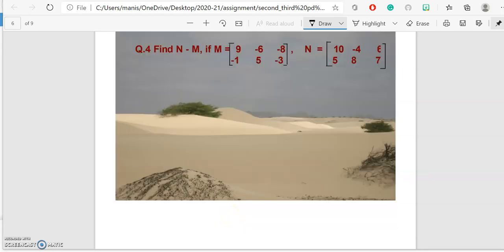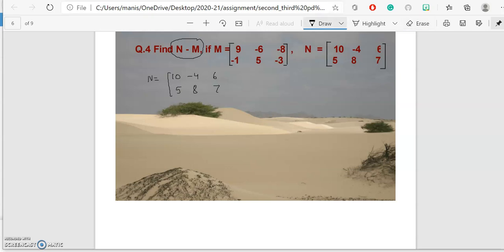Find n minus m. Remember, many of you will make the mistake because you are not paying attention to this. What does it say? It says n minus m. So what it means is I have to rewrite this. What do I have to rewrite? I have to rewrite the question like this. N is this: 10, 5, negative 4, 8, 6 and 7. This is 5.